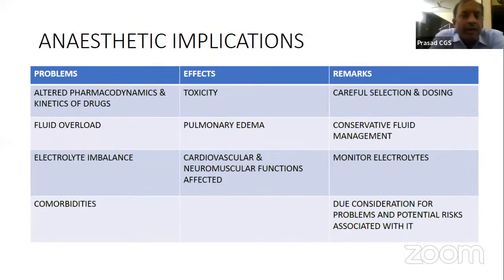So now, after knowing all the physiology and the renal function tests, what are the anesthetic implications? Whenever there is a kidney disease, it alters the pharmacodynamics and kinetics of drugs. This may result in toxicity. Therefore, careful selection and dosing is very, very important. We should be very careful because the patient will be on other drugs like diuretics. Previously, I've told about the effects of diuretics. Now I'm coming to the anesthetic drugs.